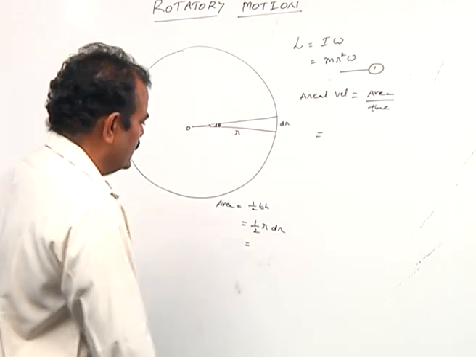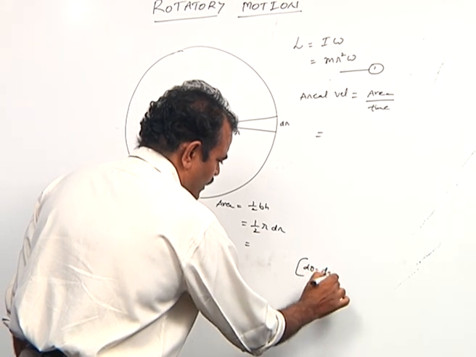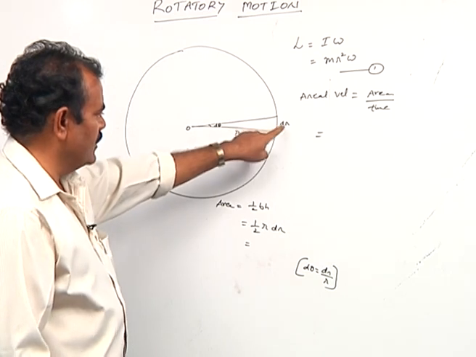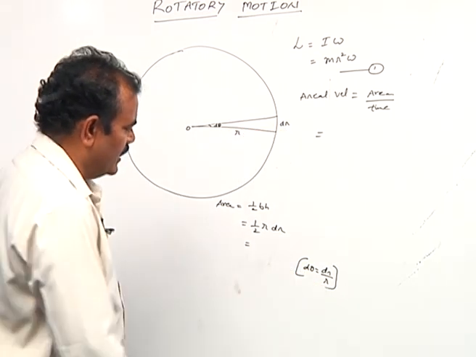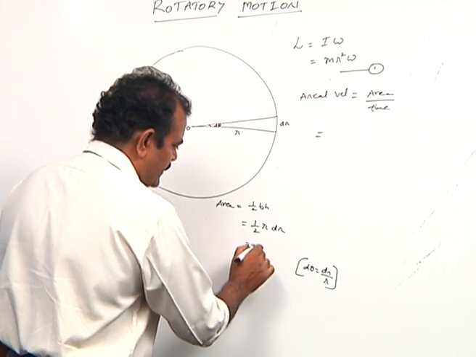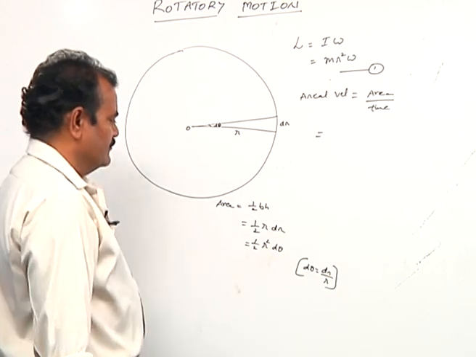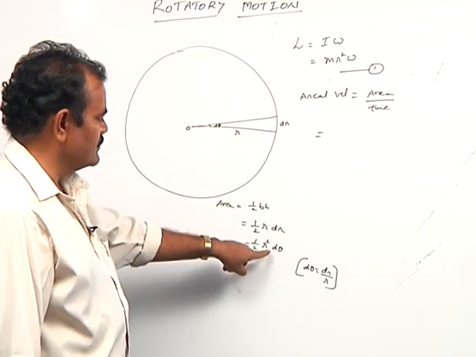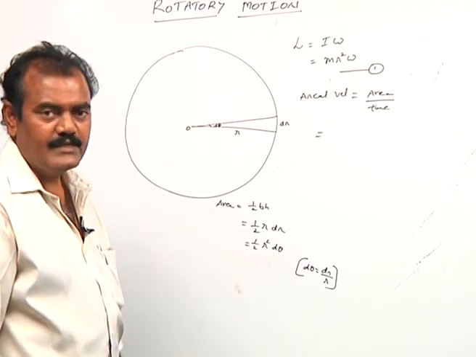And dr is nothing but, again we can take that angle d theta is equal to dr by r. That is, angular displacement is equal to arc by radius. So d theta is equal to dr by r, and dr can be replaced by r d theta. So it is 1 by 2 r square d theta. That is the area covered by the radius vector, 1 by 2 r square d theta.